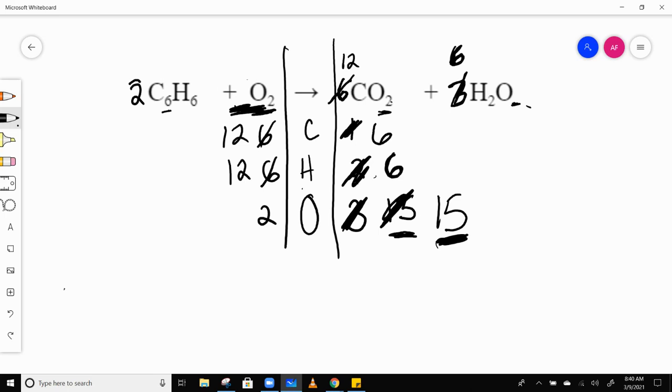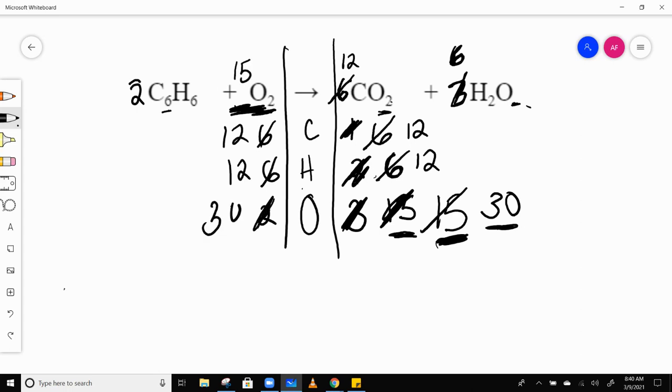Okay, and now I have 12 carbons and 12 hydrogens, and then I have 24 plus 6, which is 30 oxygens. So now my carbons and hydrogens are good, but I've got to fix my oxygens. What number times 2 gives me 30? Well, I say 15. 15 times 2 is 30, and there's my balanced chemical reaction.